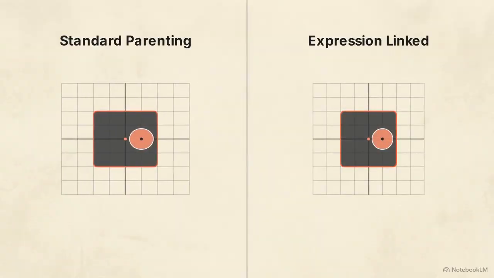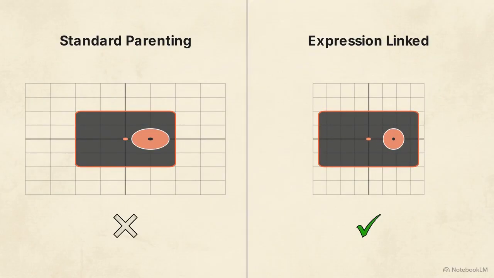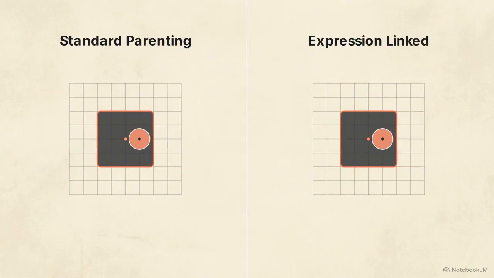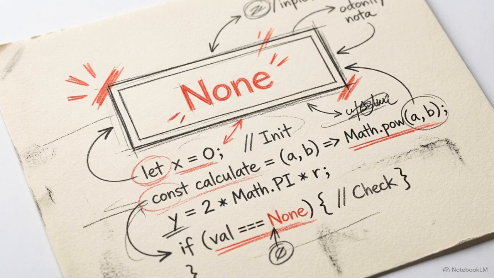On the left, scaling a parent horizontally squashes the child. On the right, the child maintains a perfect circle. Standard parenting forces the child into the parent's coordinate space. When the parent stretches, the grid stretches too. To bypass this, we use a specific technique: non-destructive transformation inheritance via expression linking.